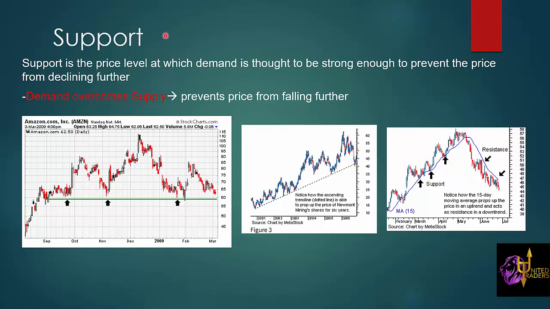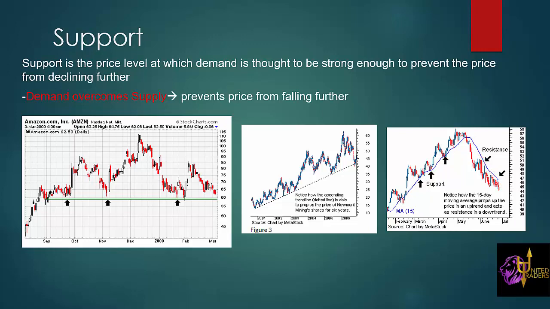Traditionally, support is horizontal. However, here you can see we're using a trend line as support. Notice here we're actually using the 15 EMA. MA is moving averages, if you didn't catch that earlier. The MA is acting as support along the way here. And then here, it's acting as resistance.